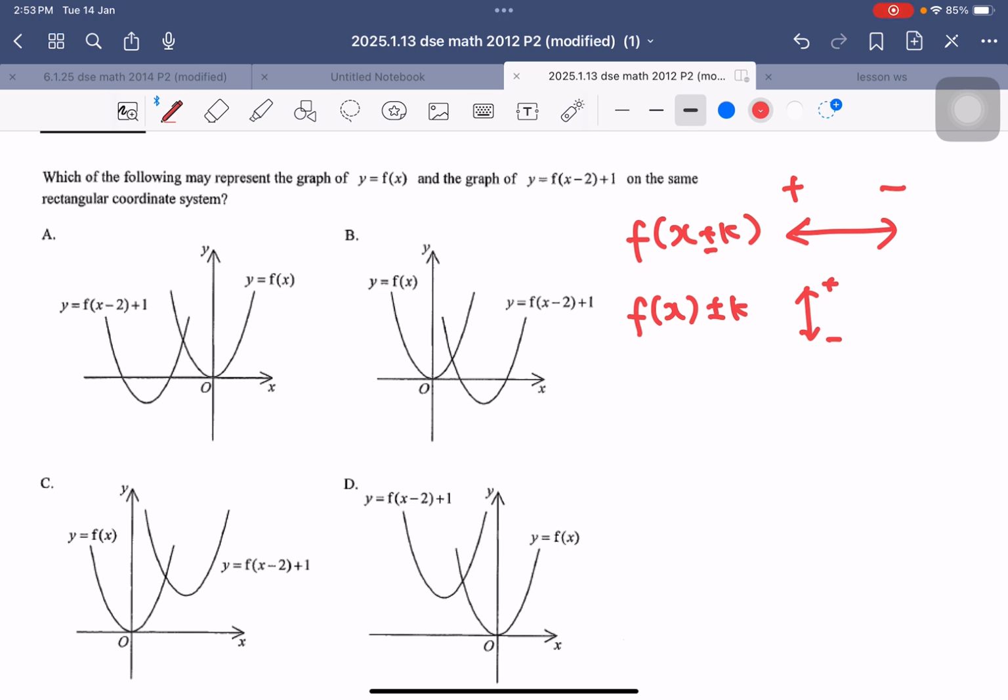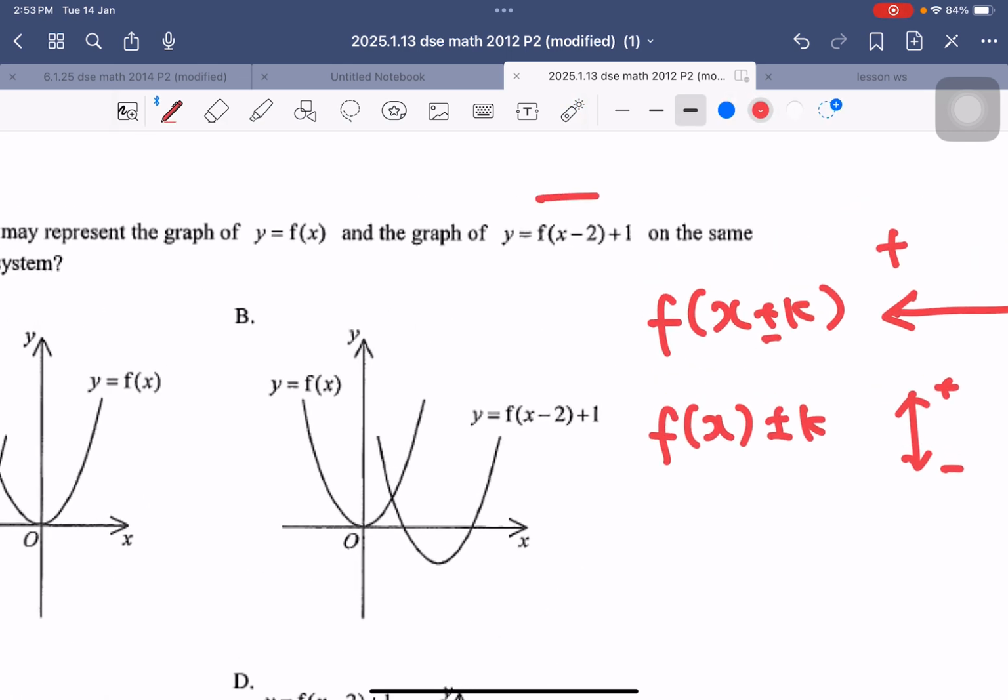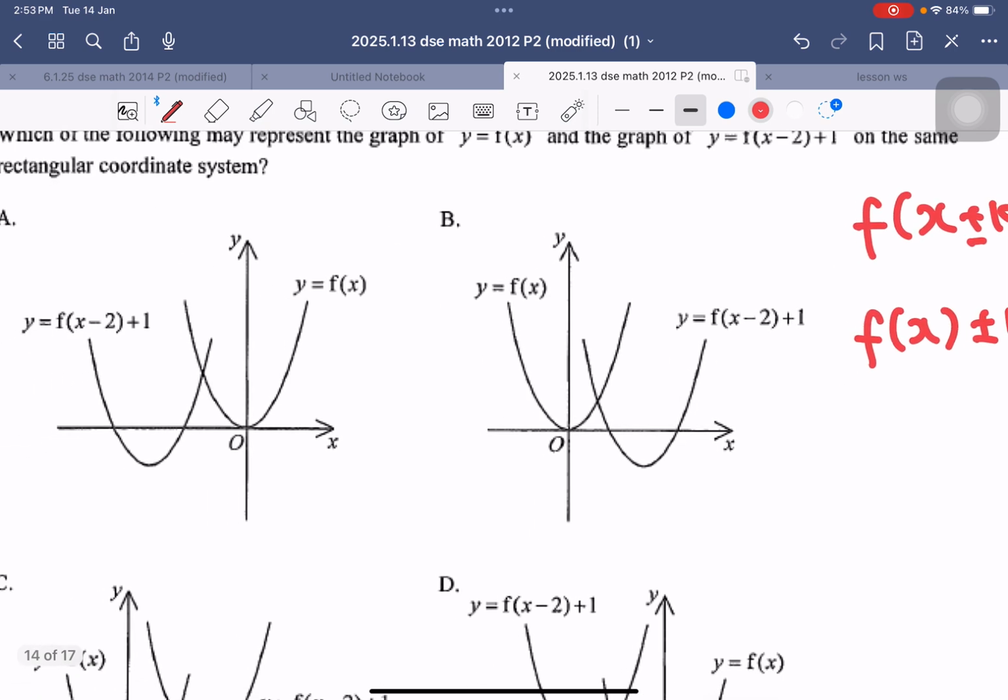Okay? So in this case, let's look here. This is minus 2 inside the bracket. So going to the left or going to the right? Right. So this is going to the right for 2 units, and then plus 1 is going up. So now we can check the curves one by one.